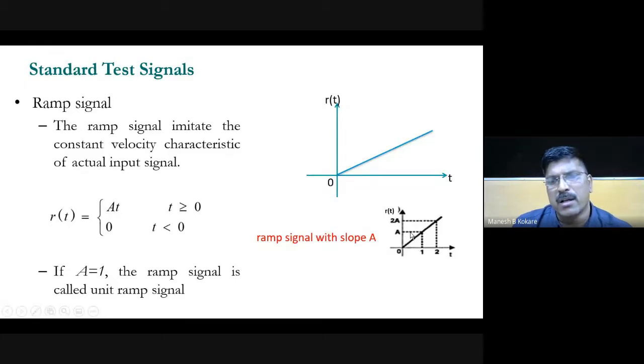And then this unit slope signal is nothing but the unit ramp signal. Now at 2, if a is equal to 1, then this will be 2. So at 2, y-axis is 2, x-axis is 2, so this is also having a slope equal to 1, and so on. So this signal is called the unit ramp signal, right?